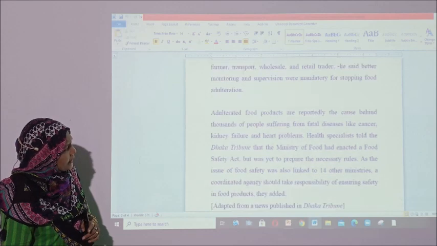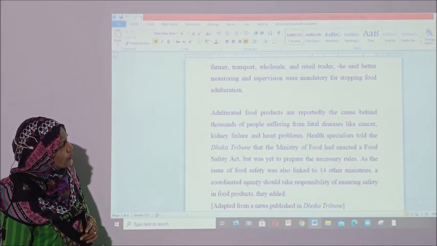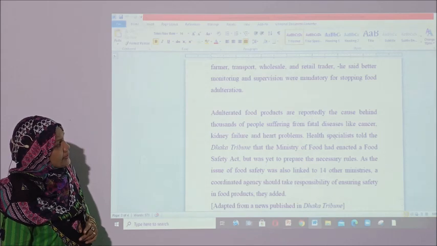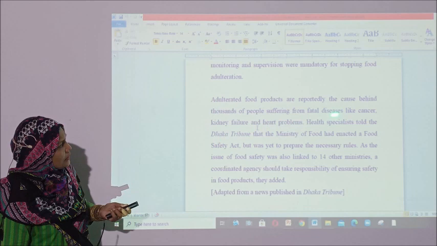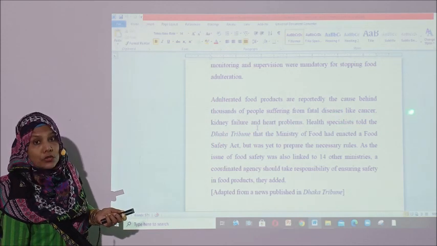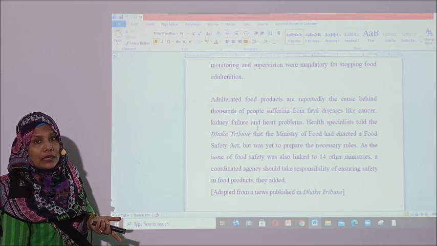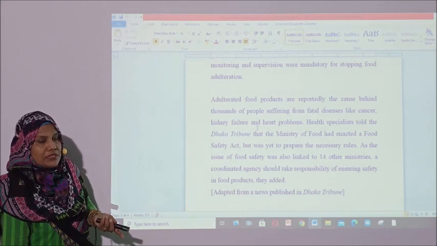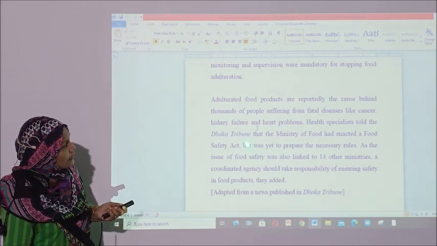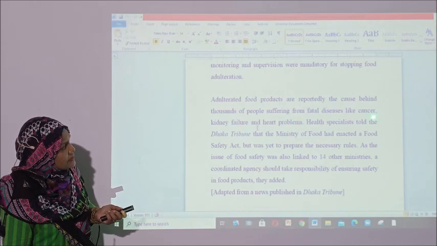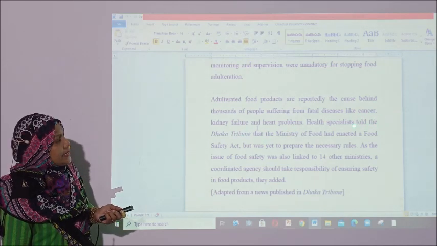Adulterated food, we see these adulterated food products are reported as the cause behind thousands of people suffering from fatal diseases like cancer, kidney failure and heart problems. Look, fatal diseases. So what happened from all these pesticide items that we are taking from foods, that is our kidney failure, heart problems and also causes cancer.